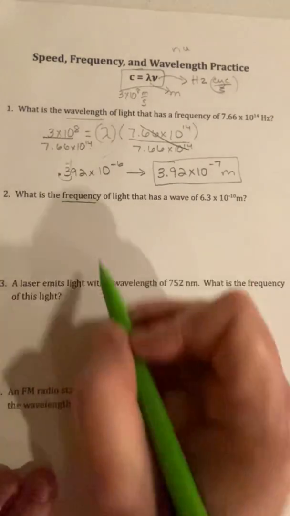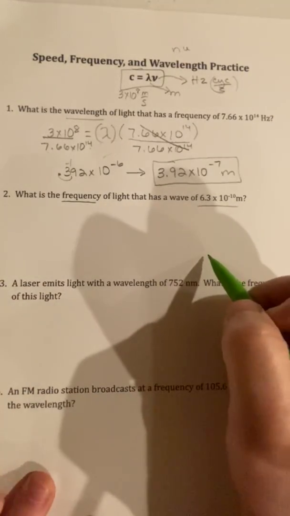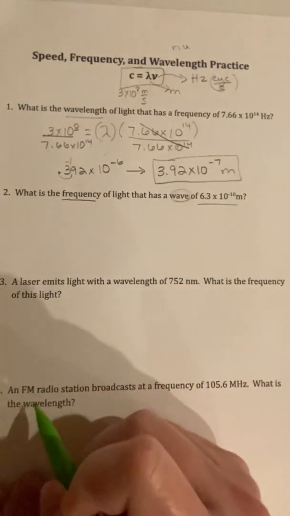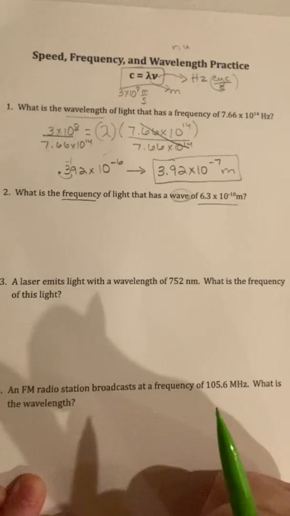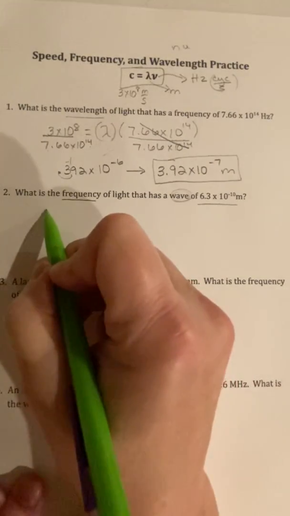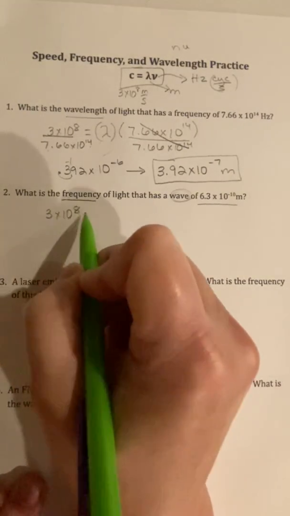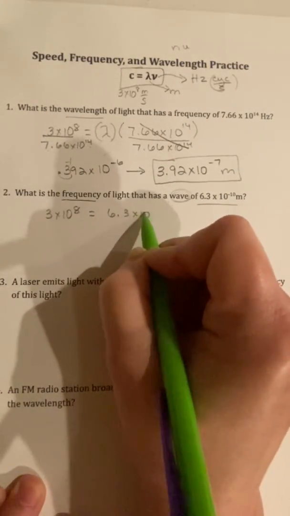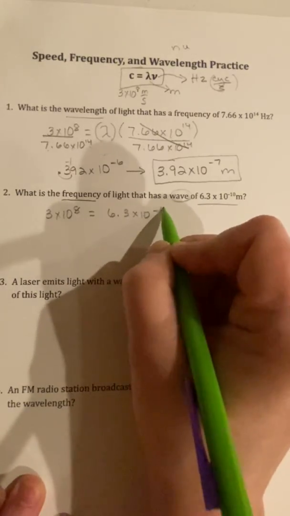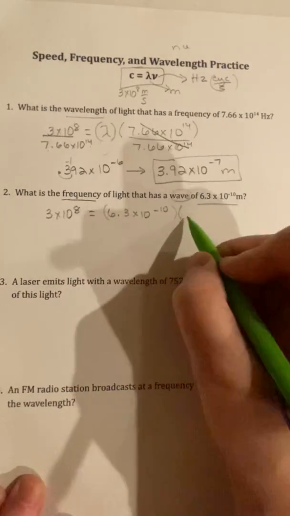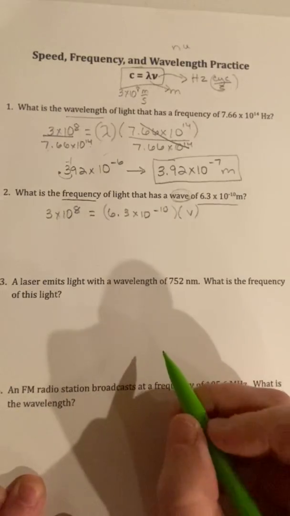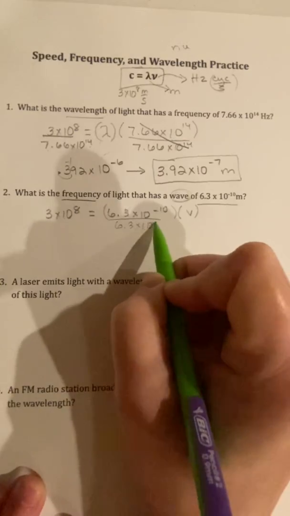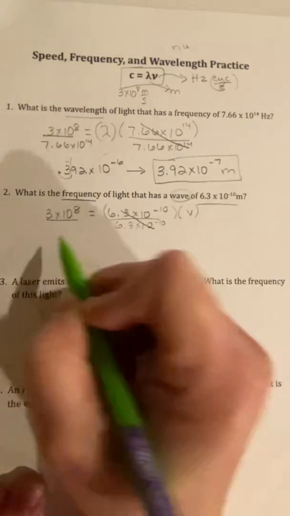The next one, I'm finding the frequency, and I have the wavelength. Oh, I should have put has a wavelength. I typed that wrong. I'm trying to do stuff in a hurry here. So I want to find the frequency this time. Again, it's always 3 times 10 to the 8th for the speed of light. My wavelength is 6.3 times 10 to the -10th. And I'm going to find the frequency this time, which is the nu. So again, this is multiplied. I just have to divide here. So I'm solving it exactly the same as I did the last one. I'm just solving for a different variable.